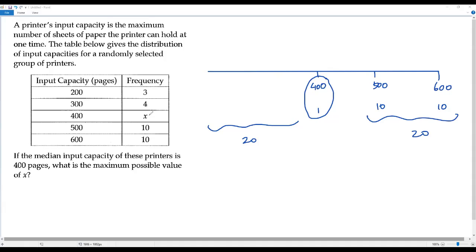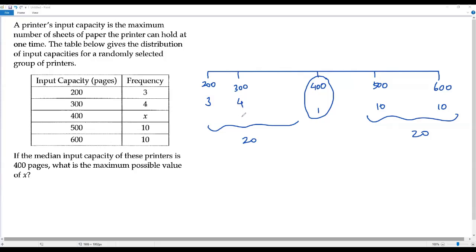So already we have some stuff over here. That is, there are three printers with input capacity of 200. Let me write it over here. So there are three printers with input capacity of 200, and there are four printers with input capacity of 300 each. Let me write it over here. Okay, so here we have 7 printers, but we need 20 printers to the left side of this median. So now we have 7 printers. We need 13 more printers.